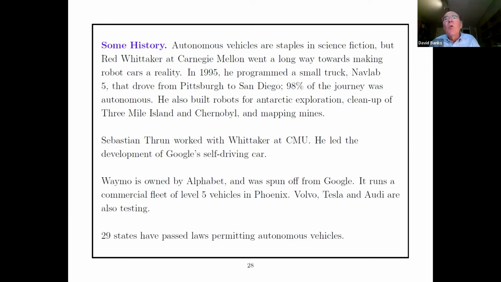Amazon has a contract with Waymo to produce a fleet of self-driving trucks. The economic incentives for Amazon are huge, and Amazon has very deep pockets. Waymo has very skilled programmers and statisticians and researchers. So it seems inevitable that we're going to have self-driving trucks in a few years. Last time I checked, 29 states have passed laws permitting autonomous vehicles.